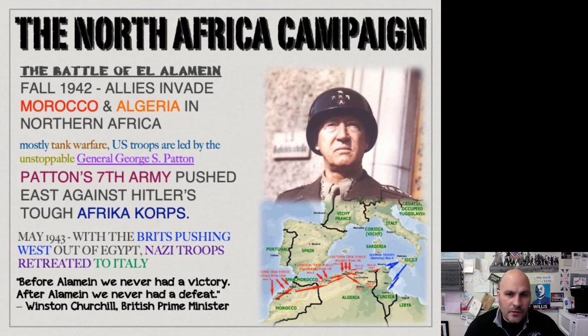Something very similar occurs here, where the Africa Corps is backed up into Tunisia, and the only way out of Tunisia is to cross to Sicily. So they have to retreat across the sea into Sicily, and we see a very similar situation developing here.